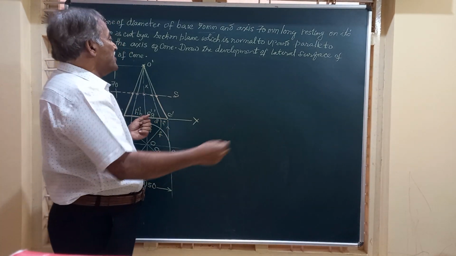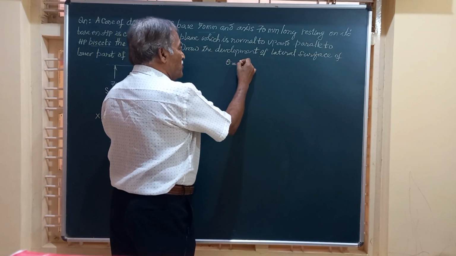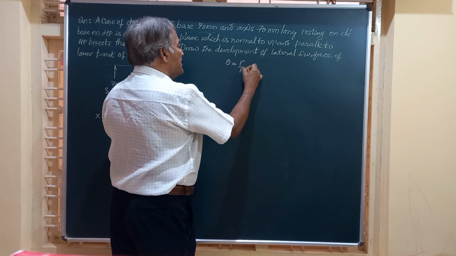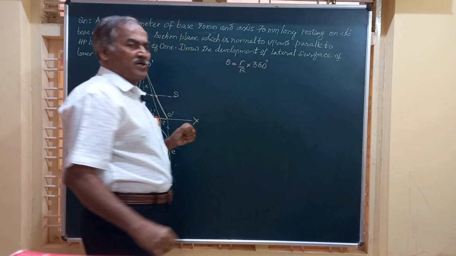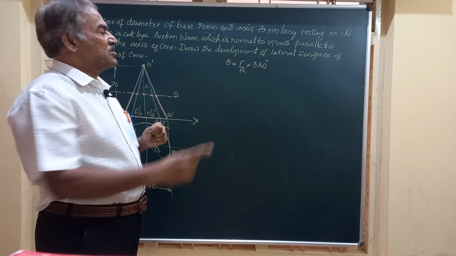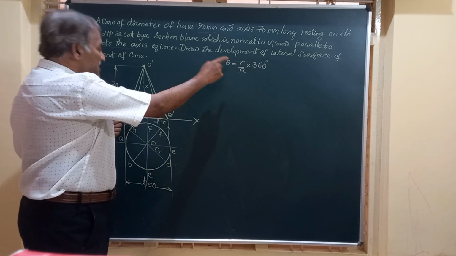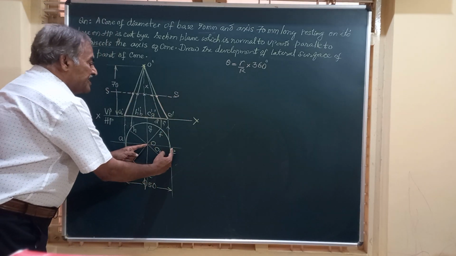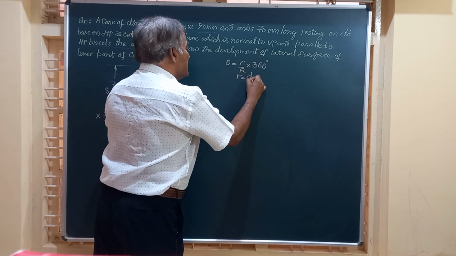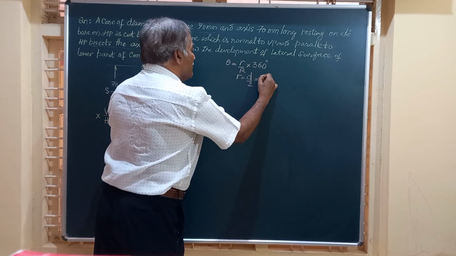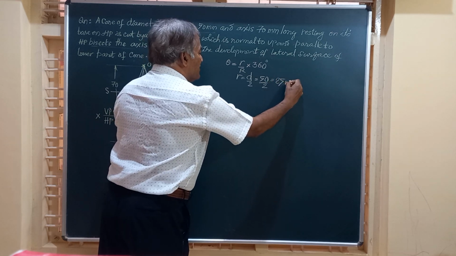Friends, you know very well the subtended angle theta for a cone is given by small r by capital R into 360 degrees. This is the formula to be remembered. Without this formula, you cannot complete this development. What is r? r is the radius of the base, that is, r is equal to D by 2. D is 50 mm by 2, and this works out to 25 millimeter.